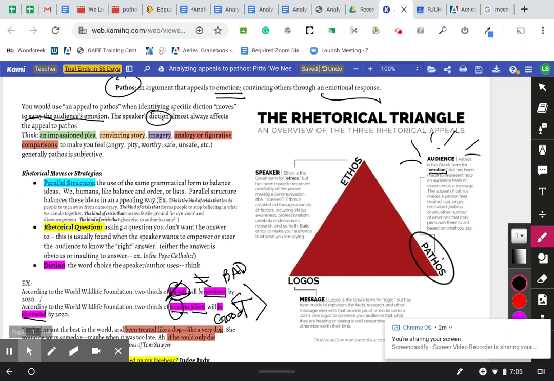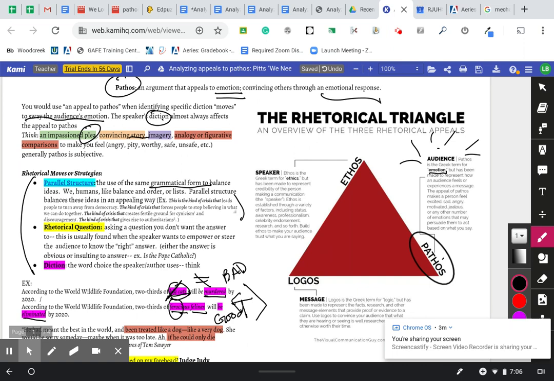Think about the other ways you can sway audience, right? There's an impassioned plea, a story, a vignette, there's imagery, an analogy, or figurative comparisons. And then the moves, the structures are important right here. So parallel structure, that's the use of the same grammatical format to kind of balance ideas. Here's an example. We'll see some below.